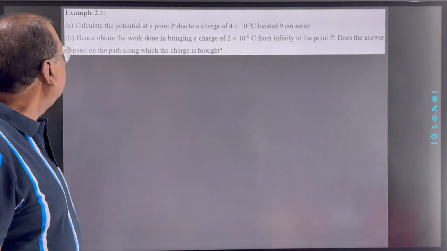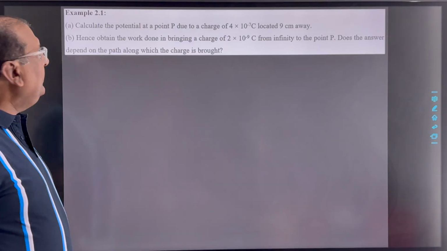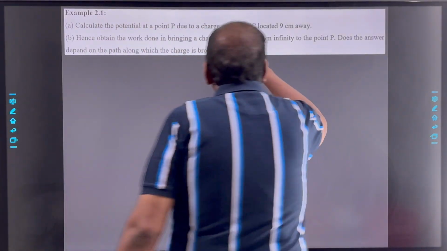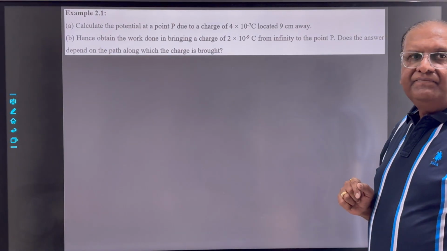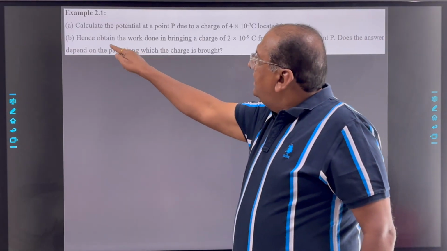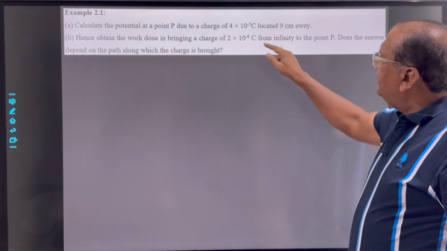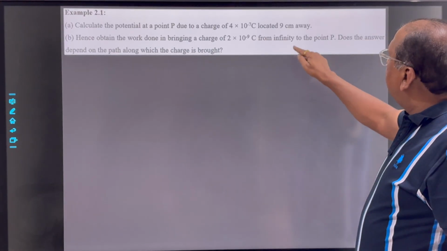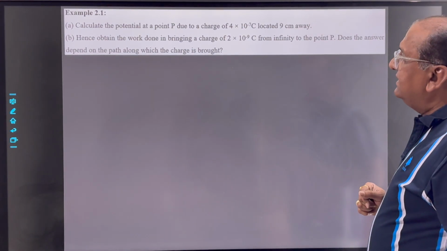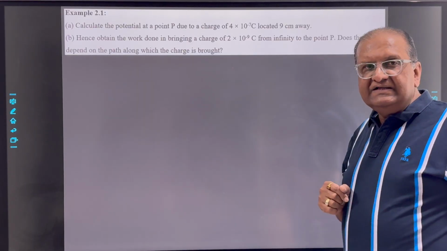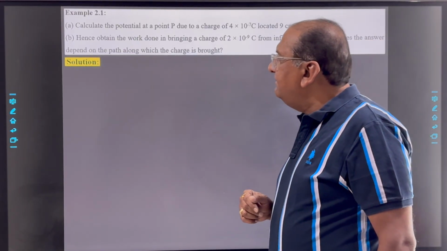Now example 2.1. A. Calculate the potential at a point P due to a charge of 4 into 10 raised to minus 7 coulomb located 9 centimeter away. B. Hence obtain the work done in bringing a charge of 2 into 10 raised to minus 9 coulomb from infinity to the point P. Does the answer depend on the path along which the charge is brought? So let's first calculate the potential at point P.